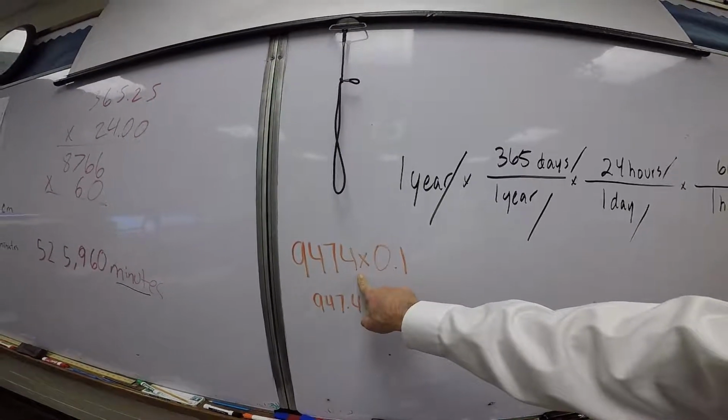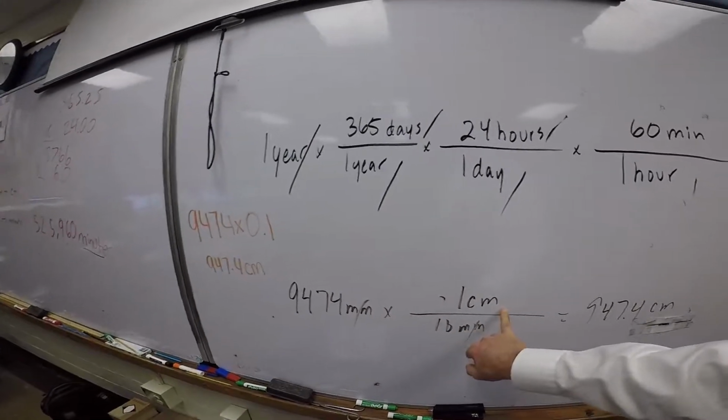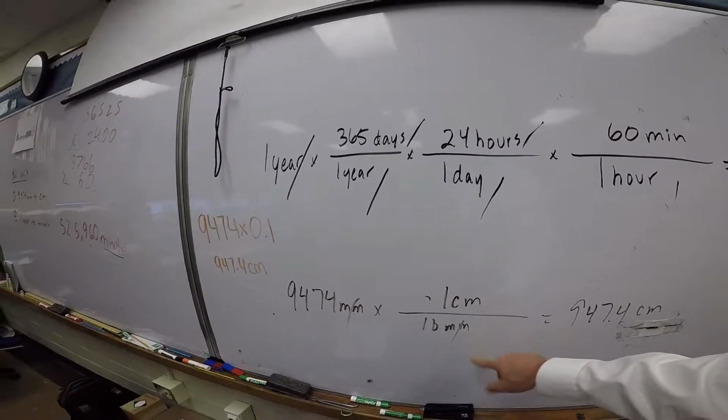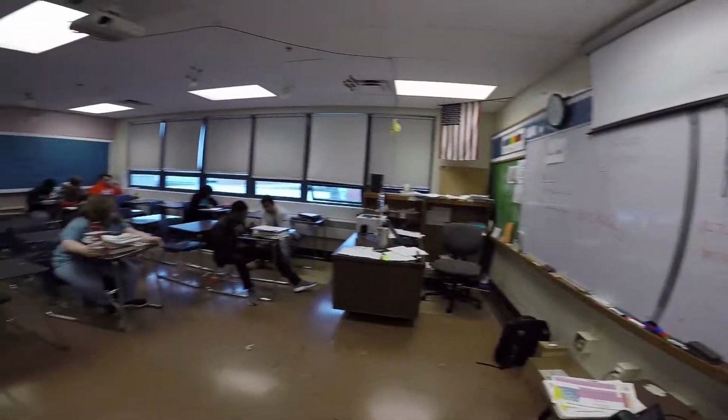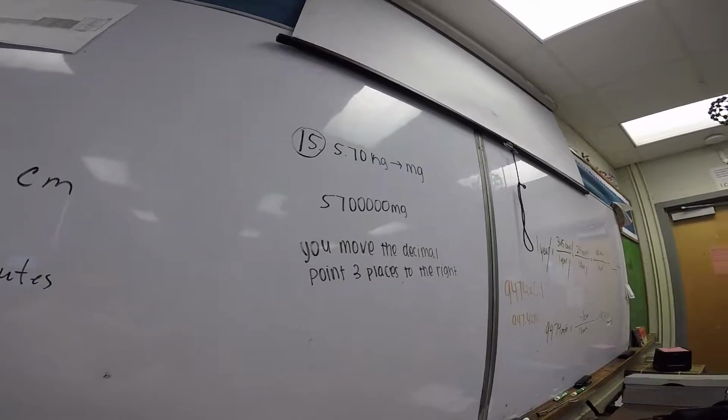Gillian did a nice job solving the first problem, where you have 9,474 millimeters, and you're converting that to centimeters. Here's how you're going to do that with the conversion factor. 1 centimeter equals 10 millimeters. Solving for centimeters, you see how the millimeters cross out? Nice job, Gillian.